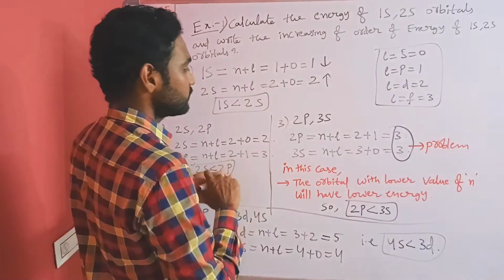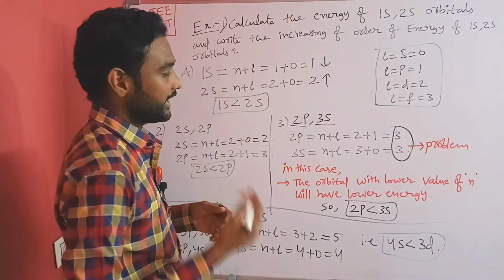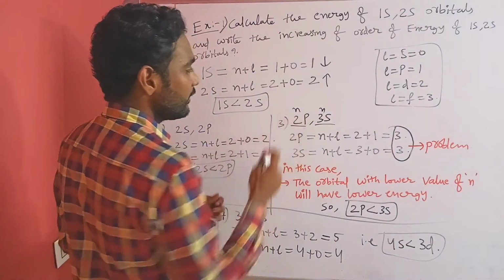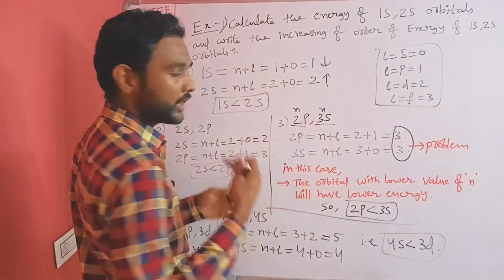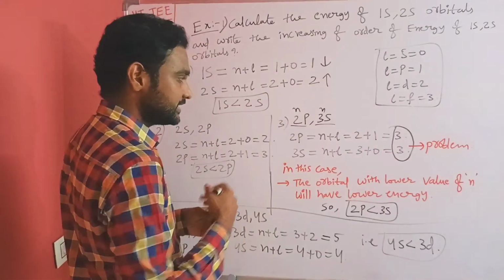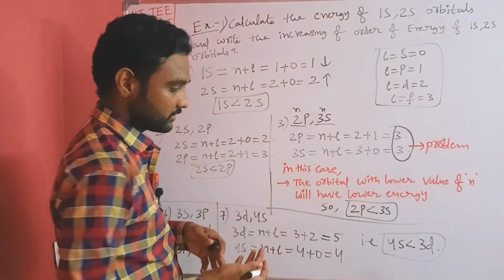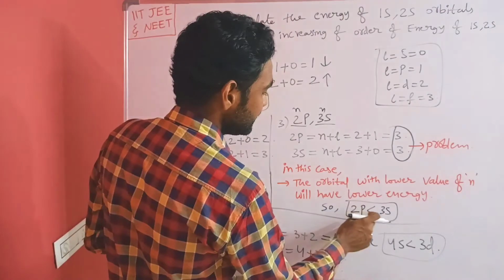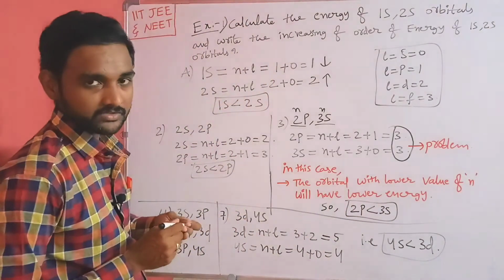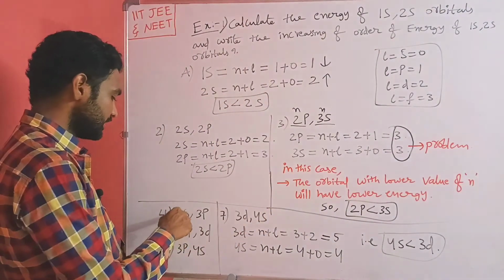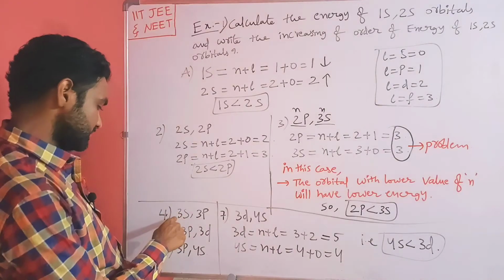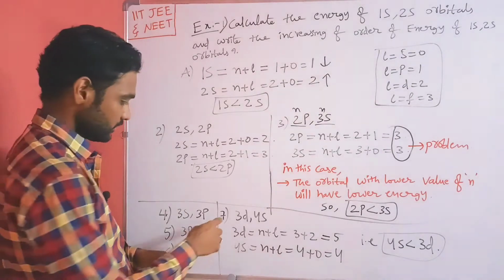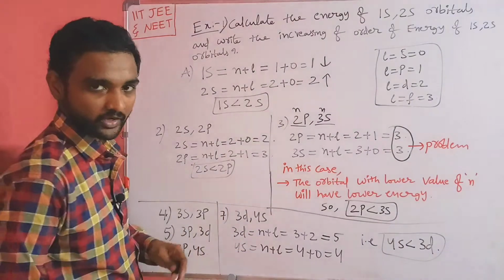Okay. See, now 2p and 3s, which one has less n value? 2p has less n value, 3s has more n value. So 2p has less energy, 3s has more energy. Now the energy increasing order is 2p is less than 3s. Have you understood? So in the same way, you can calculate the energies for 3s and 3p, 3p and 3d, 4p and 4s, and 3d and 4s. I will explain this one, how to see.